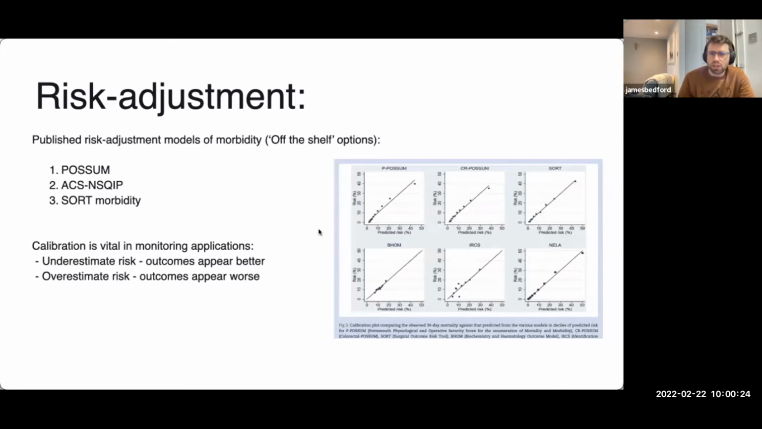These are just some calibration charts taken from the NELA paper on the right-hand side. Essentially what you want to see is that they hover around this 45-degree angle line, in that the estimated predicted risk on the x-axis is the same as the observed risk. So when you look at your spread of data in calibration plots, you want to see the points nicely spread along that 45-degree line.